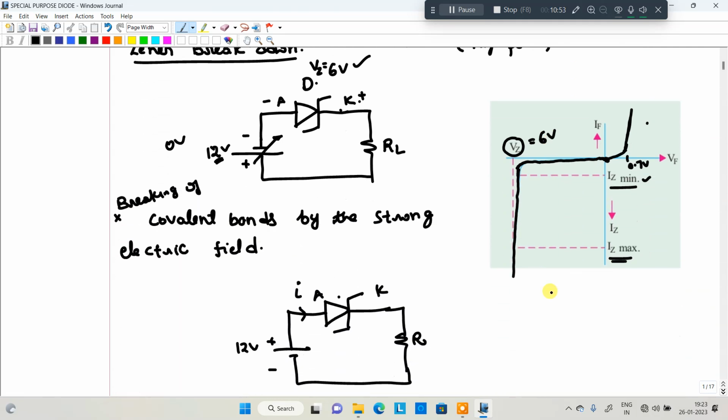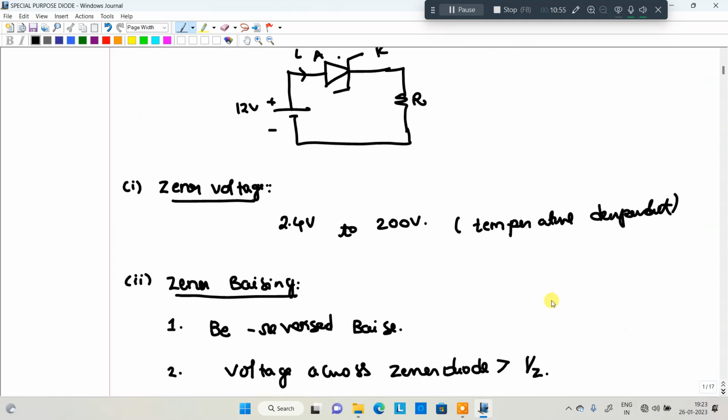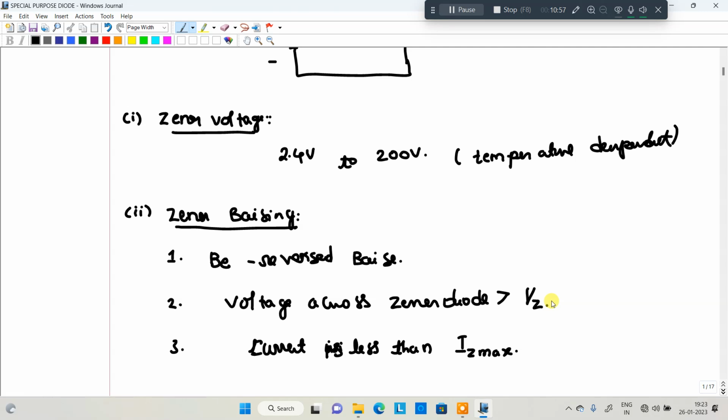Next, we'll see the uses of the Zener diode. Already I mentioned that the Zener diode acts as a voltage regulator. It also acts as a common reference point, as well as a fixed reference point. It is used as a peak clipper. It is also used for meter protection, to protect the meter from unwanted signals, like accidentally applying more voltage. All these applications we will see one by one.